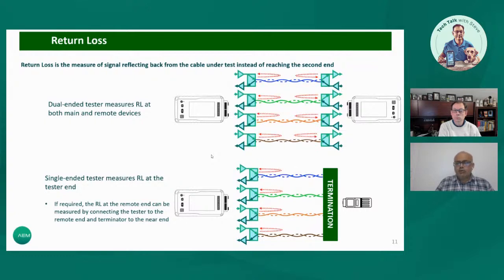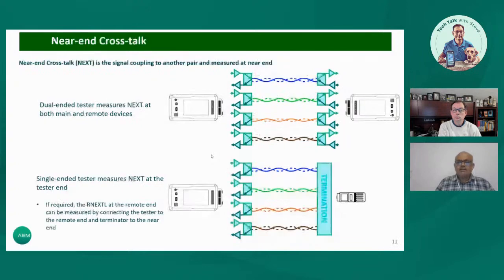If you want to measure at both ends, you of course can exchange the tester unit, the NSA main unit, and the terminator from the two ends of the cable, and then you can perform a second test to get a complete idea about return loss from both ends. And the same way for crosstalk.